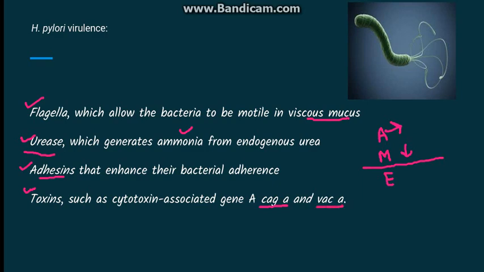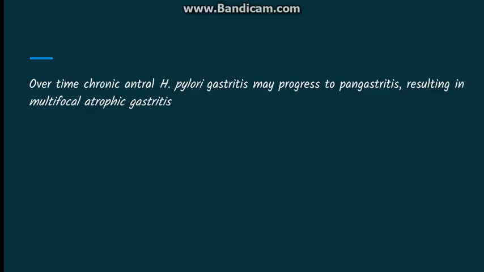These are the toxins secreted. This is how the virulence of H. pylori takes place. Now further what happens is there is chronic antral H. pylori gastritis. Firstly the antrum is involved, and further this will progress to pangastritis, and pangastritis afterward will be associated with apoptosis of various cells of the stomach, leading to atrophic gastritis. It is a very important cause of chronic atrophic gastritis also.